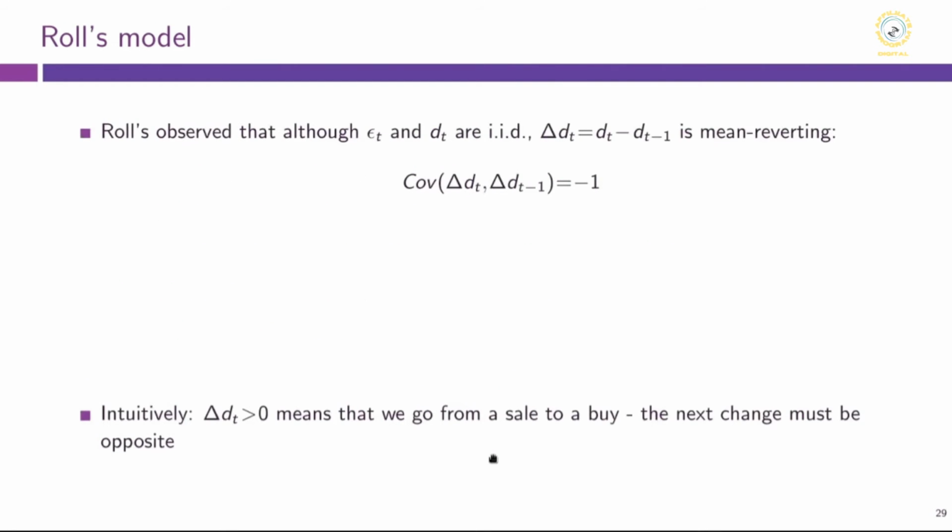The very smart idea in Roll's paper is that even though orders and price shocks are identically and independently distributed over time, the directions of trade and the transaction prices are mean reverting. So basically, if you had a market order to buy today, then the price is high today. Let me try to draw this on the graph.